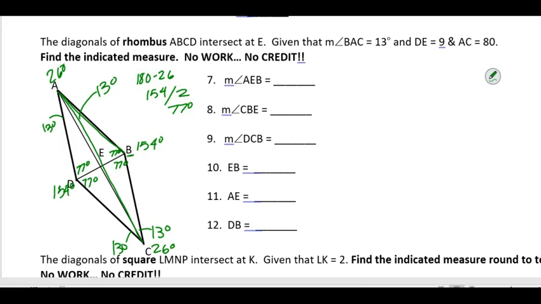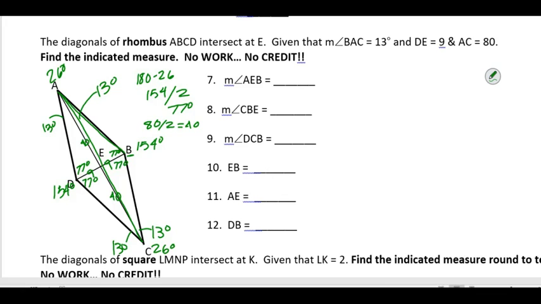All right, let's see some other things that we're given. So we're given that DE is 9. So if that's 9 there, then that's 9. And it tells us that AC is 80. That's the whole diagonal, so we're going to do 80 divided by 2, which is 40 for the parts. So this up here would be 40, and this down here would be 40. And we should know also that all the sides are the same length. So all 4 sides are congruent in this shape.